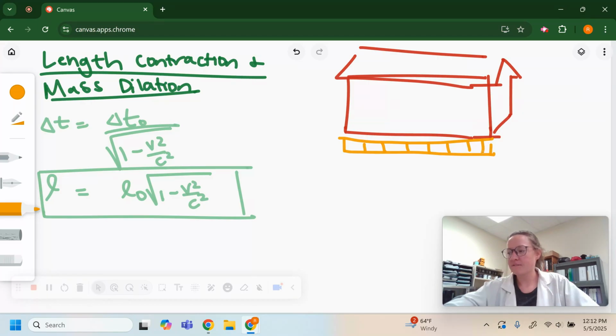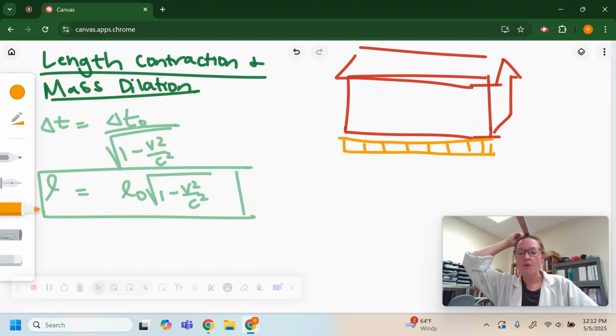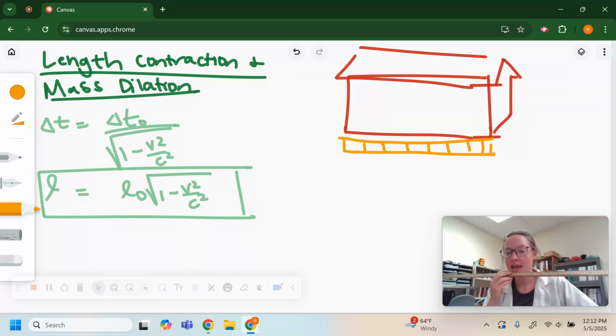But from my perspective, if I'm running with the ladder on my head, I would say, actually, this ladder looks to be the same length that it always is. It is always this exact same length, and so the ladder seems to be the same length that it always is, and I do not see any length contraction.